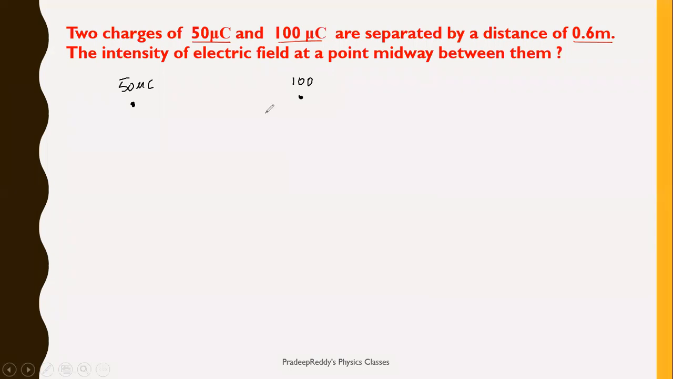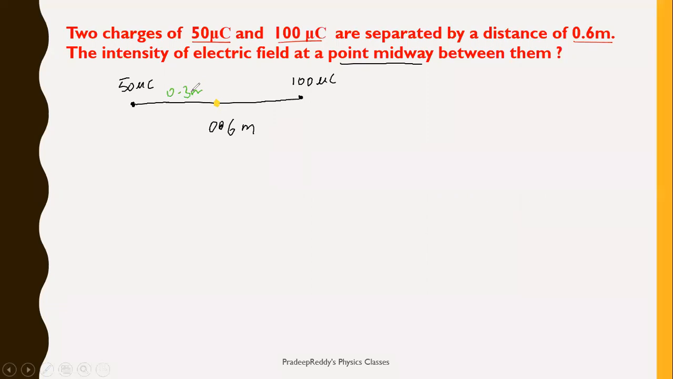One is 50 microcoulomb, other one is 100 microcoulomb. Both are separated by a distance of 0.6 meter. You are now supposed to find out electric field at midpoint between them. Midpoint will be here. Let me take this as midpoint. If it is midpoint, what is the value over here? This becomes 0.3 meter and this becomes 0.3 meter.